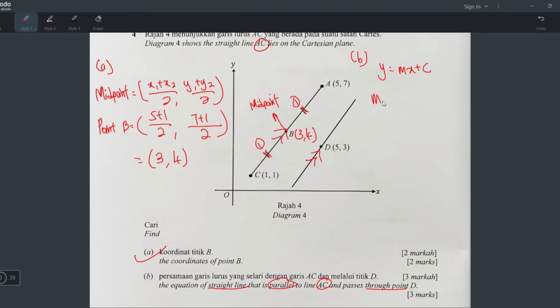Okay, so let's find the gradient of AC. Because parallel means both lines' gradients will be the same. M1 equals M2. So I'll find the gradient of AC. I can take y minus y, 7 minus 1 over x minus x.